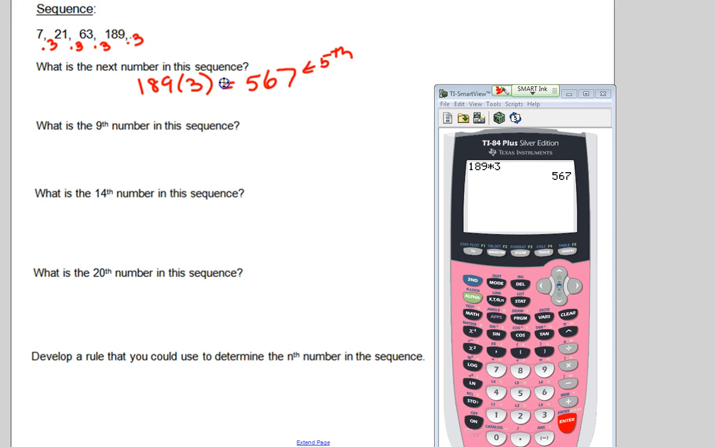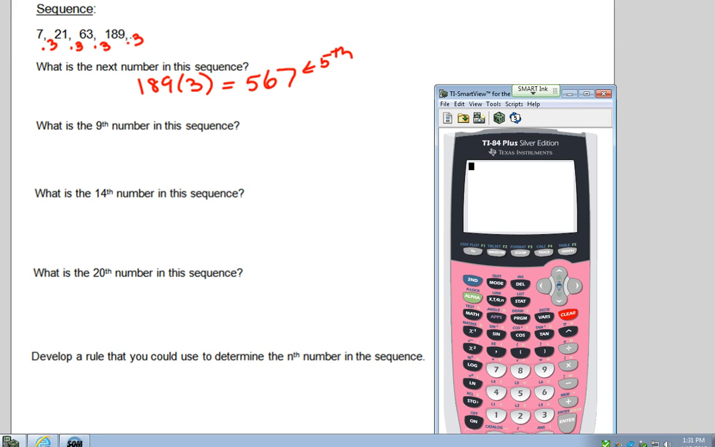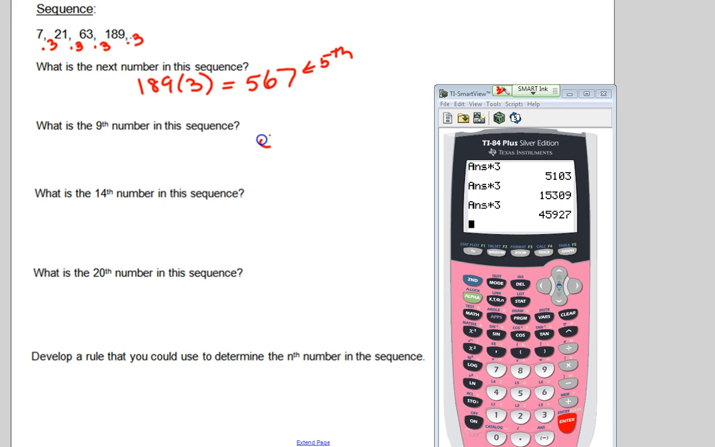If I want to get to the 9th, I can do the same thing I did in the previous problem. I can sit here and go, okay, well, 567 times 3, that would be the 6th number times 3. That would be the 7th number times 3. That would be the 8th number times 3. And that would be the 9th number. But then it's going to get pretty tedious if I want to get to the 20th number. So let's see if we can come up with a rule to help us generate this pattern a lot quicker.